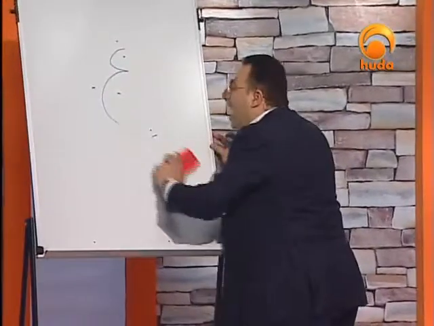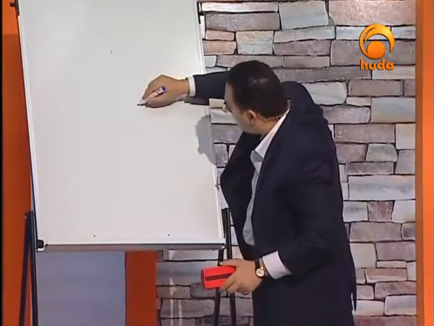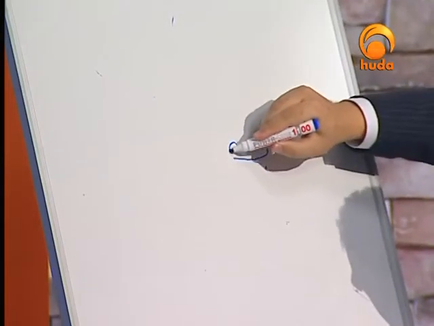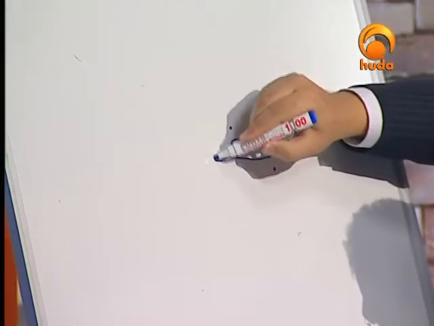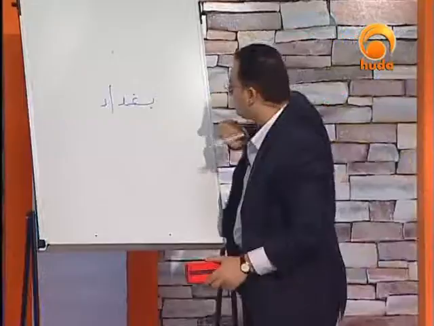Let me just write that here. Follow me in writing this name. Baghdad. I write that here. Ba. And then we have ghain here. And then we have Da, Alif, and Dal.